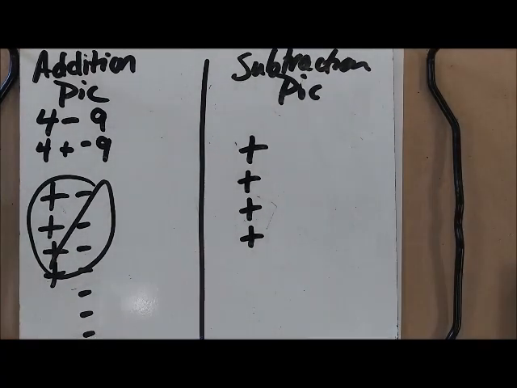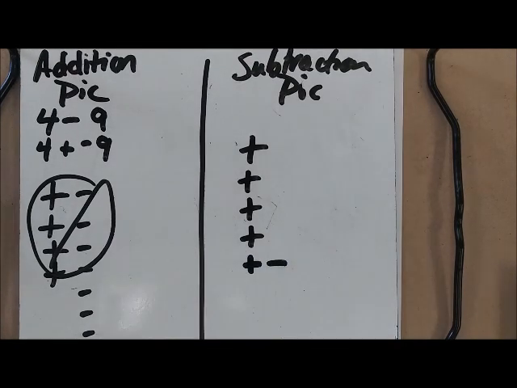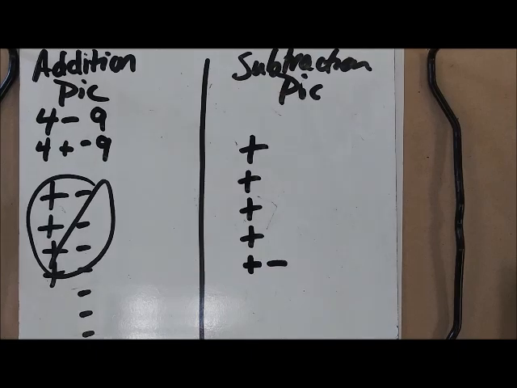What can I add to something that won't change the answer? I'll get back what I started with. 4 plus what will be 4? It's 0. That's my additive identity. So if I was going to put a 0 in my picture, it would look like this: a positive with a negative. That's a 0, right? When you add 0, nothing happens.